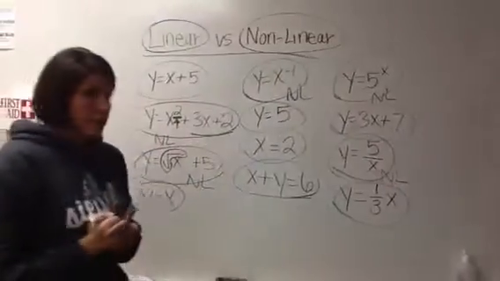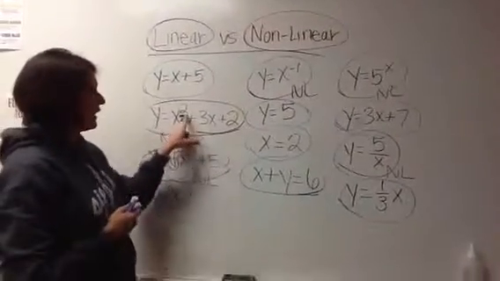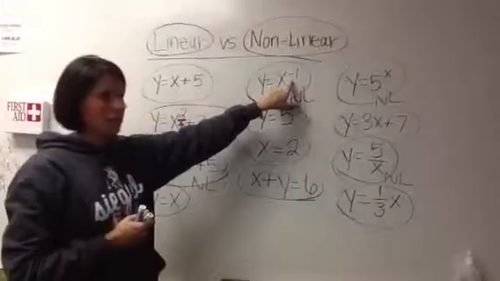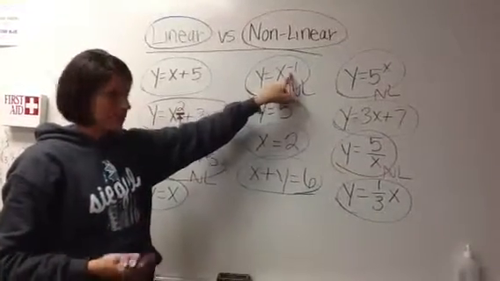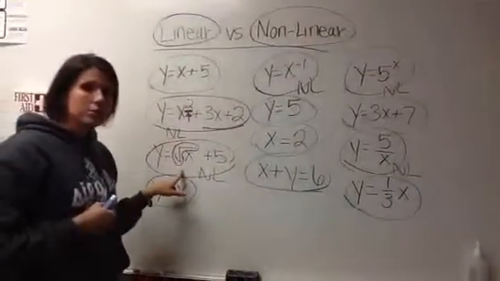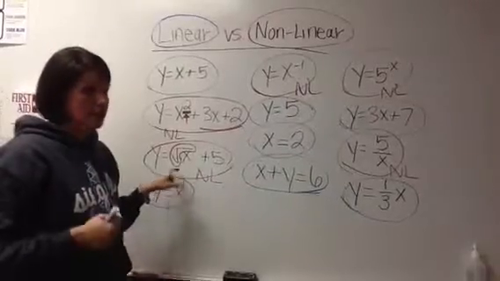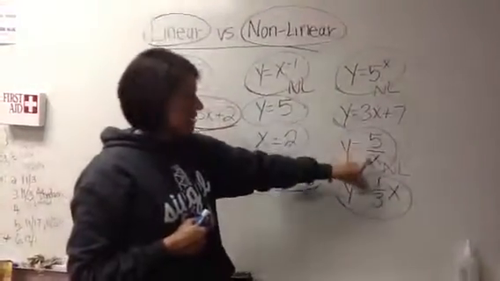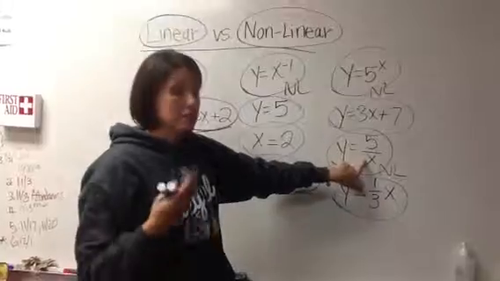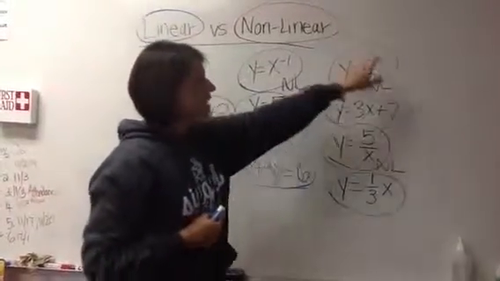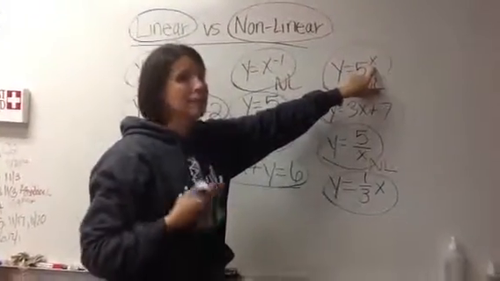So to sum it up, we're looking for if it has an exponent other than 1, it's nonlinear. If it has a square root on the x, it's nonlinear. If it has x on the bottom of a fraction, it's nonlinear. If it has x in the exponent, it's nonlinear.